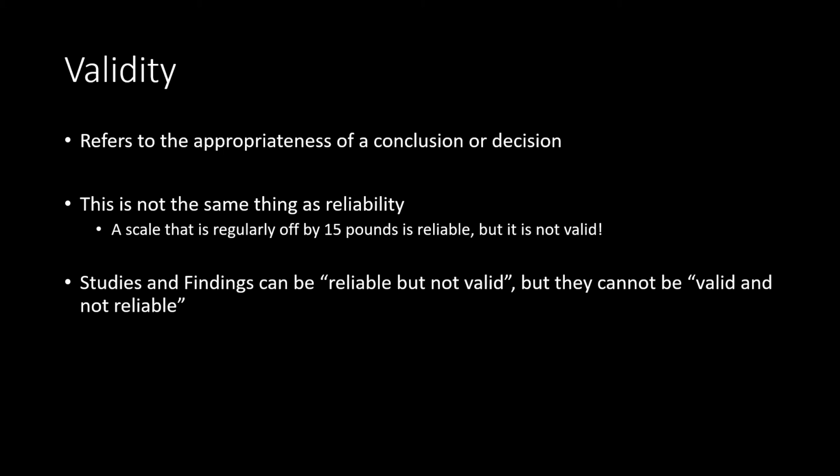Now, studies and findings can be reliable but not valid in the case of the scale just mentioned, but it is not possible for them to be valid and not reliable. Because if something is valid, it is coming to the appropriate conclusions, thus it is accurately reflecting the world at large, and therefore it should have reliable findings. Otherwise, what you're studying is not actually, or it's unlikely to be, an accurate representation of the world at large.